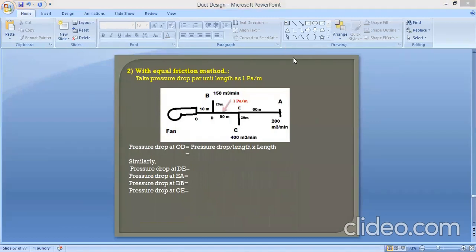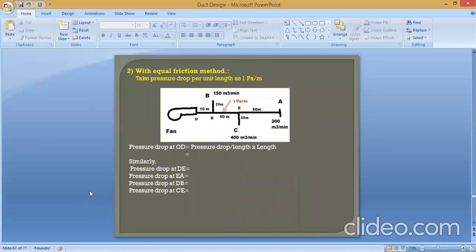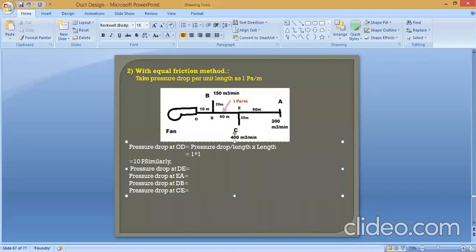Next is the pressure drop at OD. So for that, we all know that the pressure drop is 1 pascal per meter. So 1 is fixed. Now per unit length, OD is 10, so 1 into 10 is equal to 10 pascal.